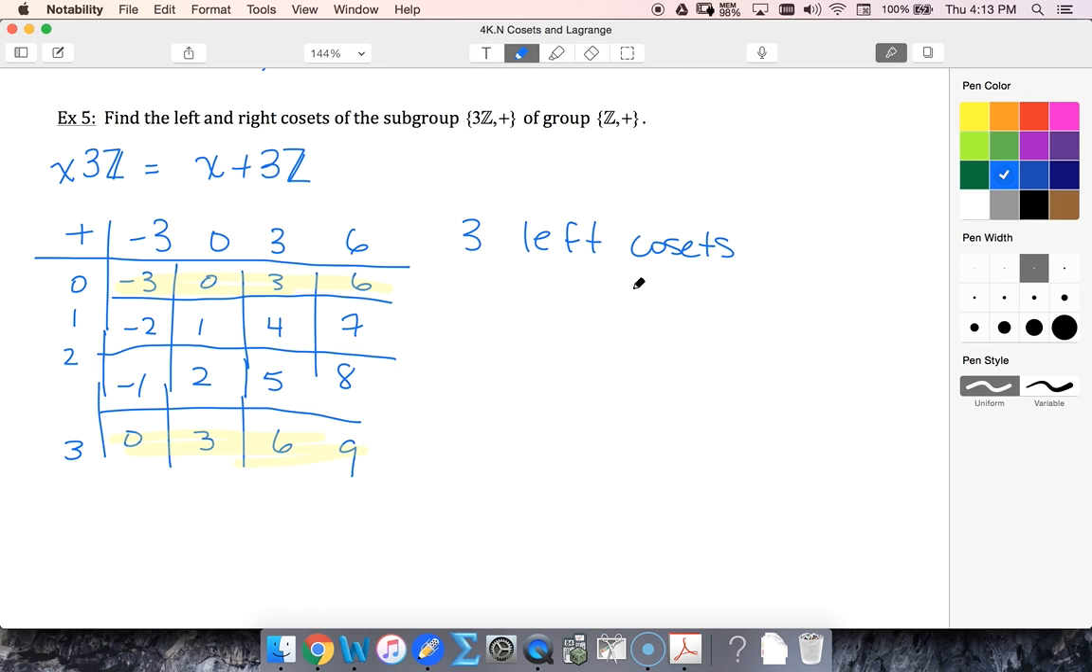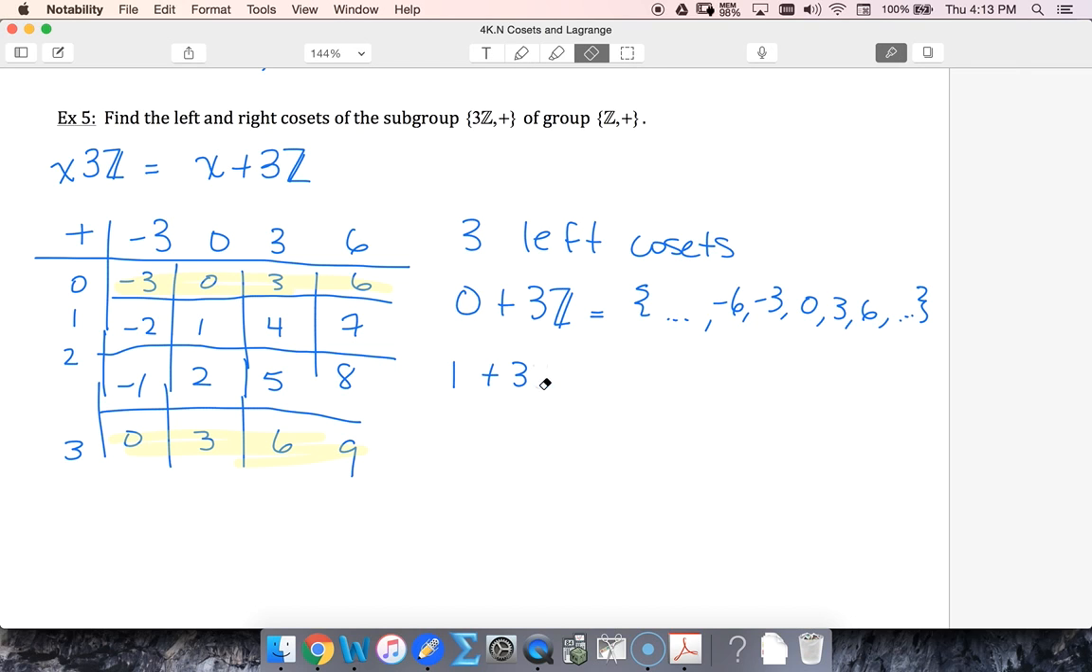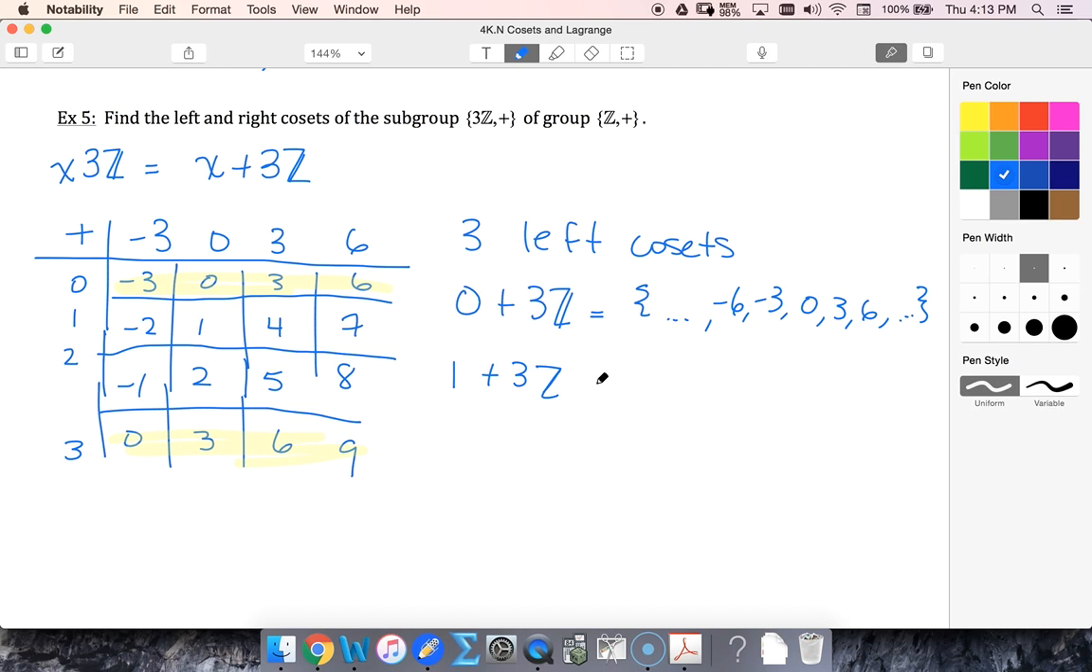So our set of all elements, we've got 0 plus 3Z. That's going to give us negative 6, negative 3, 0, 3, 6, and so on and so forth. So these are all of our multiples of 3. Then we've got 1 plus 3Z, so we're going to have all of those shifted by 1. And then we've got 2 plus 3Z.